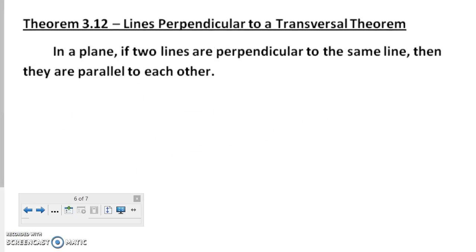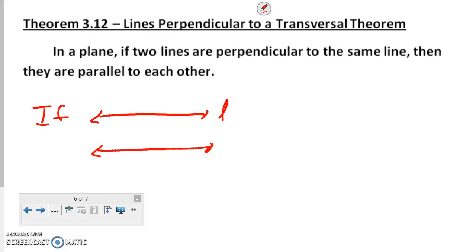Okay, theorem 3.12 is very similar to the last one. Lines perpendicular to a transversal theorem. In a plane, if two lines are perpendicular to the same line, then they are parallel to each other. So in a plane, if two lines are perpendicular to the same line, so I have two lines here, call them line L, line M. We'll say our transversal is T again. So if line L and line M are both perpendicular to transversal T, then they must be parallel.